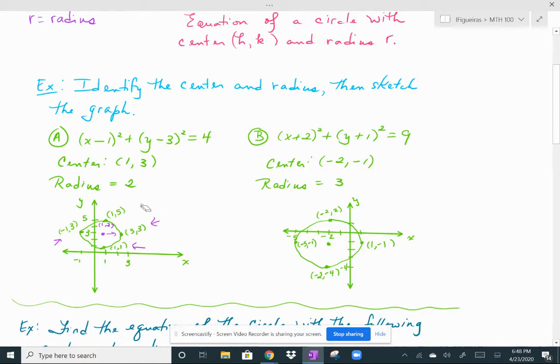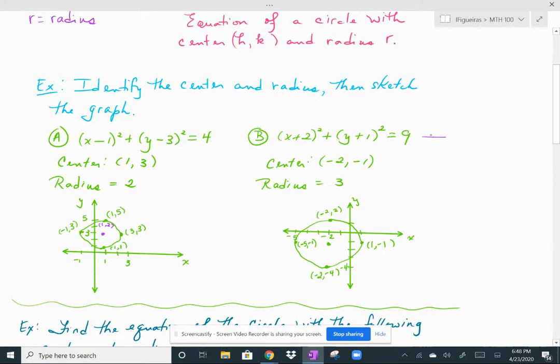Then you do your best to connect those 4 points on the outside into a circle. So that's the easiest way to sketch the graph of a circle, is to travel right, left, up, and down from the center the number of units indicated by the radius. Okay, so let's look at another example.